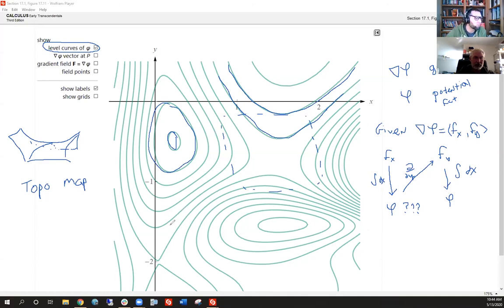Then with that context, what's happening in this region in here, probably?